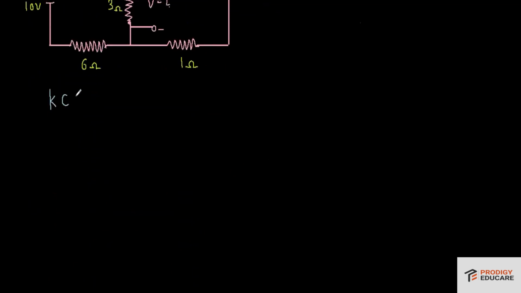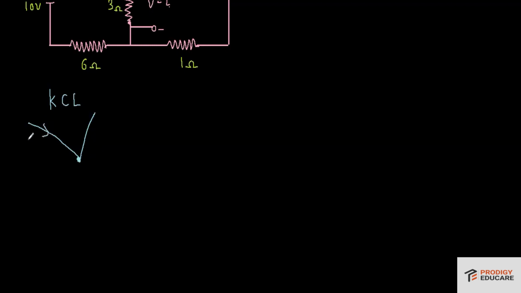So KCL, the statement of KCL is that if we consider any point, or in technical terms, we should say a node, in that case, the algebraic sum of current entering that point or exiting that point must be equal to zero.